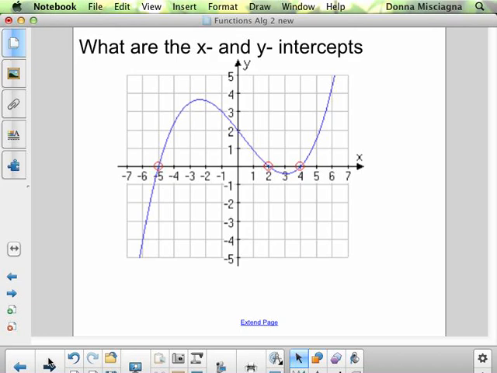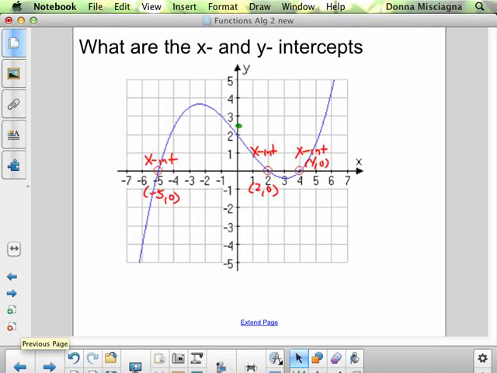I think this is the last one for x and y-intercepts. Let's label the x and y-intercepts. There are three x-intercepts. Here is an x-intercept at the point (-5, 0). There is another x-intercept at the point (2, 0). And finally a third x-intercept at the point (4, 0). And there's just one y-intercept right here.